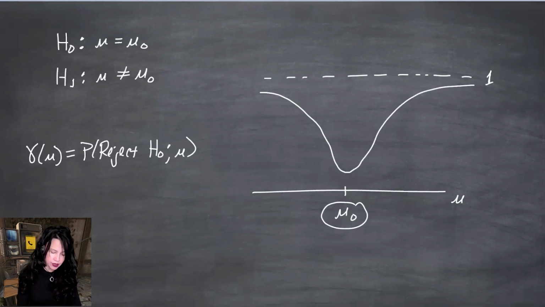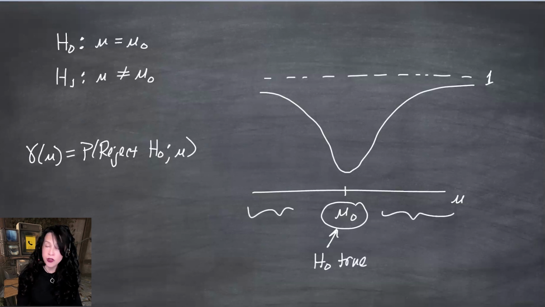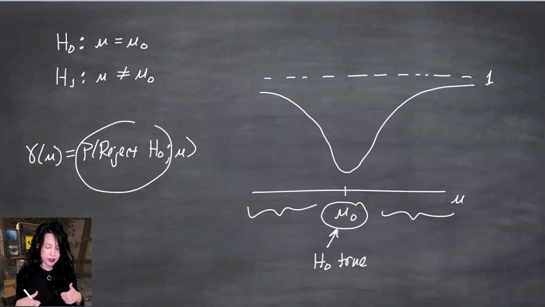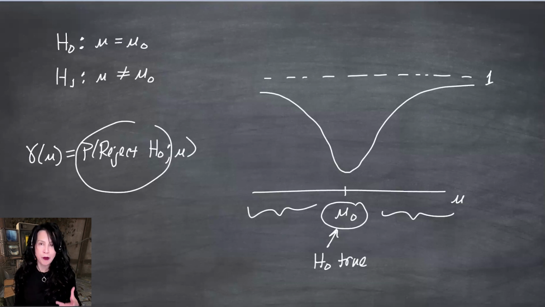Because for these hypotheses, this right here is the only place where the null hypothesis is true. And then over here and here, the null hypothesis is false. So you want the probability of rejecting it to be high when you should reject it because it's false, and low where you should not reject it because it's true. So there is a perfectly reasonable power function. So you can see it's not an increasing kind of thing.